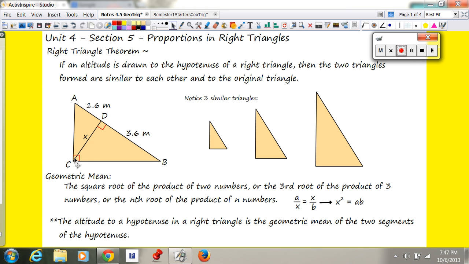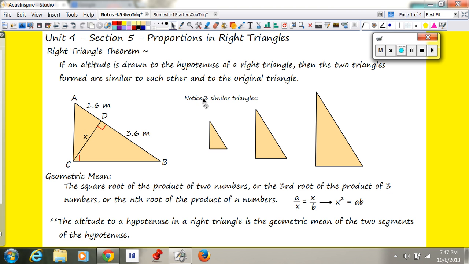I drew an altitude. An altitude is a height. And I drew it from the right angle, directly 90 degrees to the hypotenuse. And it broke the hypotenuse into two pieces. One piece is 1.6 meters. The second piece is 3.6 meters. And we're calling the altitude x. We want to try to solve for this x right here.